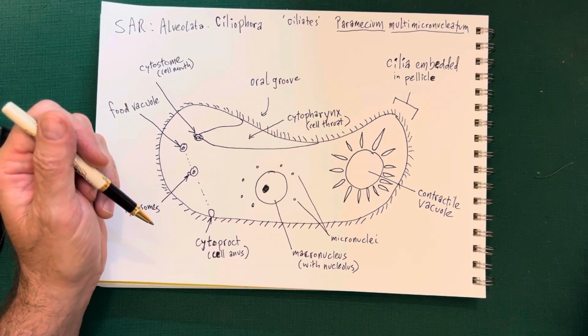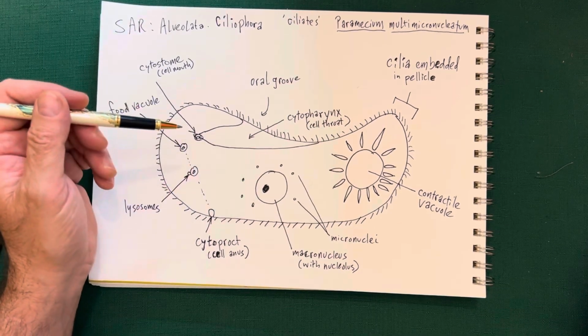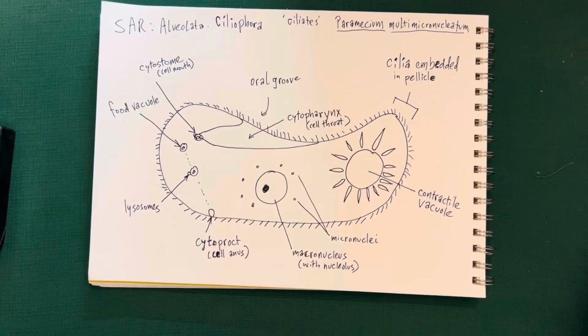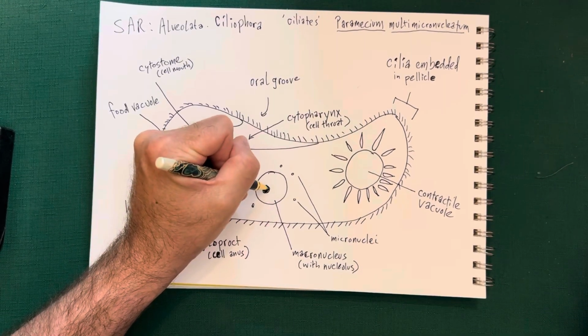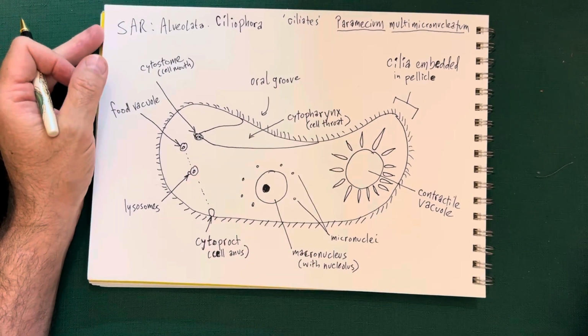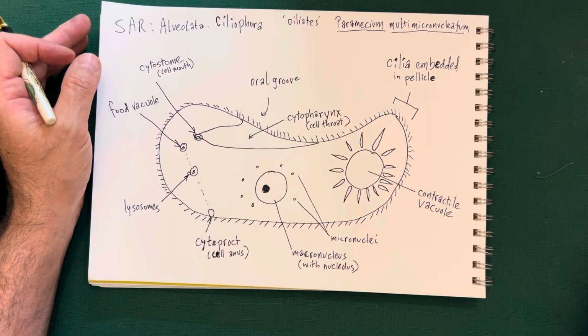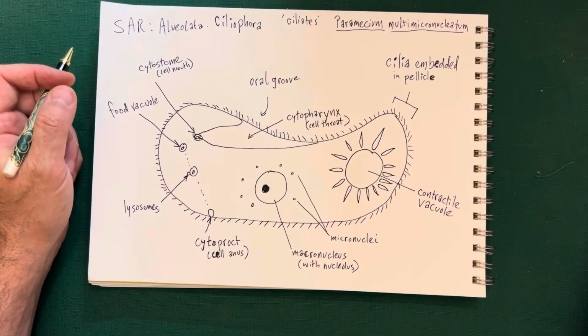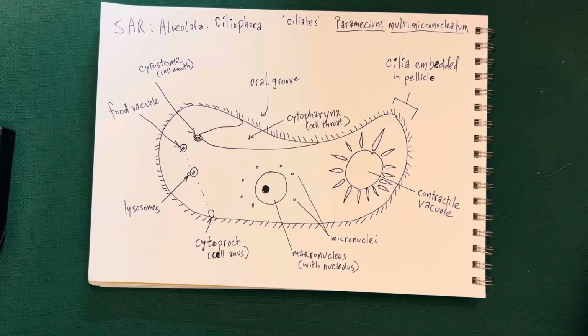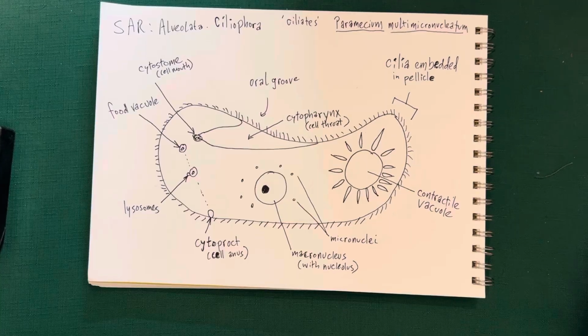Okay, let me see. I think I've got all of the pieces in here that I would like for you to know, and I might feel comfortable asking you about in the context of a summative assessment. That's an exam. So yeah, there is your Paramecium multimicronucleatum. And yes, all the other organelles are in there as well, but we don't need to draw those.